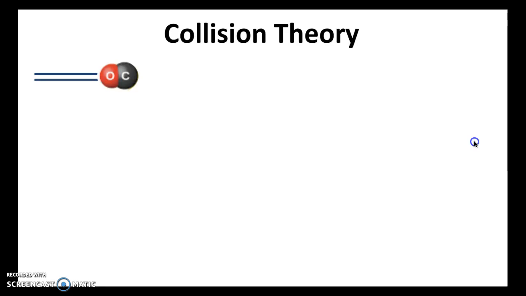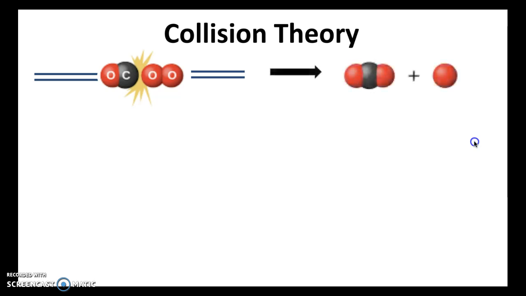So let's take a visual of that. Here we have carbon dioxide, and oxygen is going to crash into it. Let's say this is a collision that meets the criteria. It has sufficient kinetic energy, and it's the correct orientation. So that will result in product.